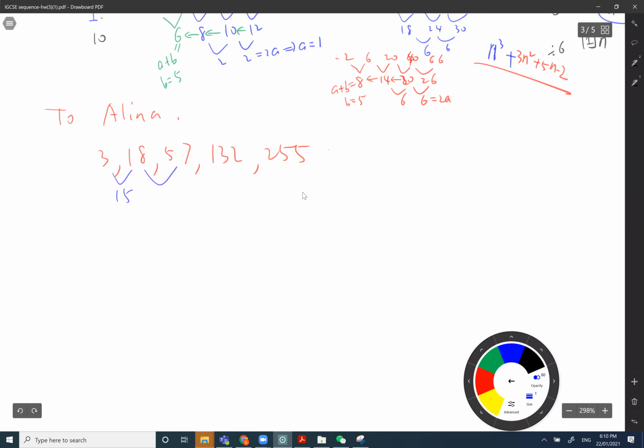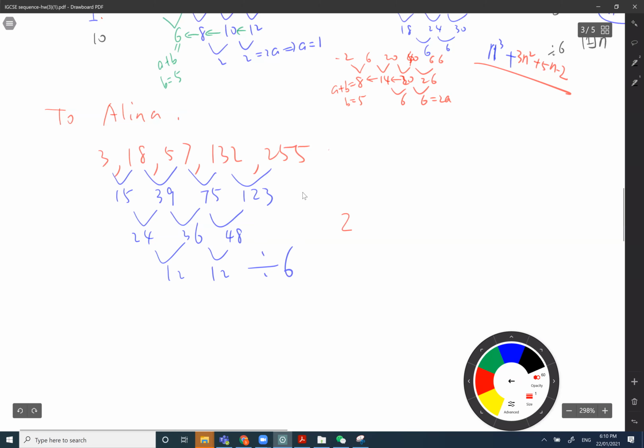15, 39, 75, 1, 2, 3, 24, 36, 48. 12 divided by 6, we got 2, which means we got 2n cubed plus.